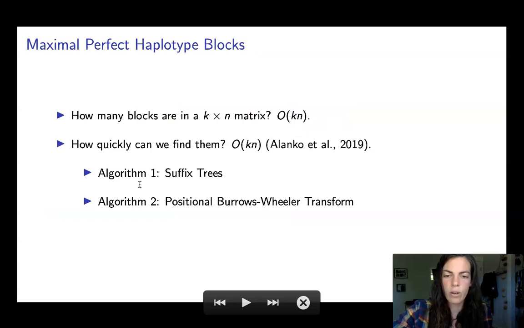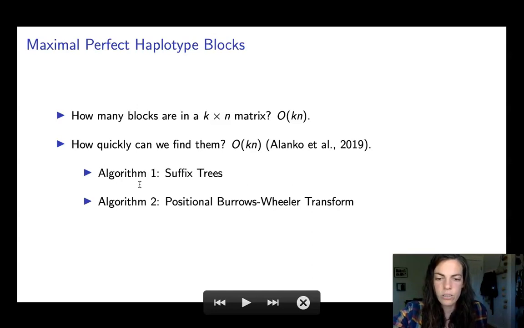Now that we've defined what a maximal perfect haplotype block is, what we really care about is how quickly we can find all of them in the entire dataset. When Cunha et al. first defined the problem, they gave a big O of kn squared algorithm to solve it. But by 2019, Alenko et al. gave an optimal solution, finding all blocks in the size of the input matrix, big O of kn.